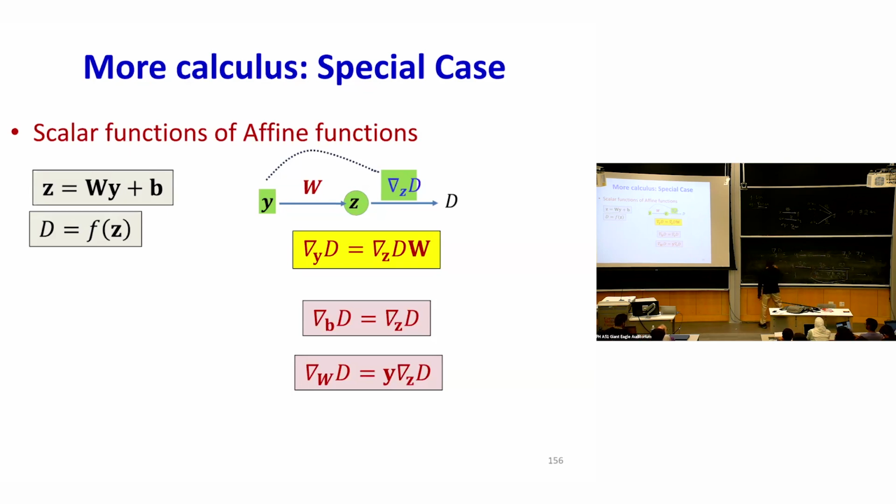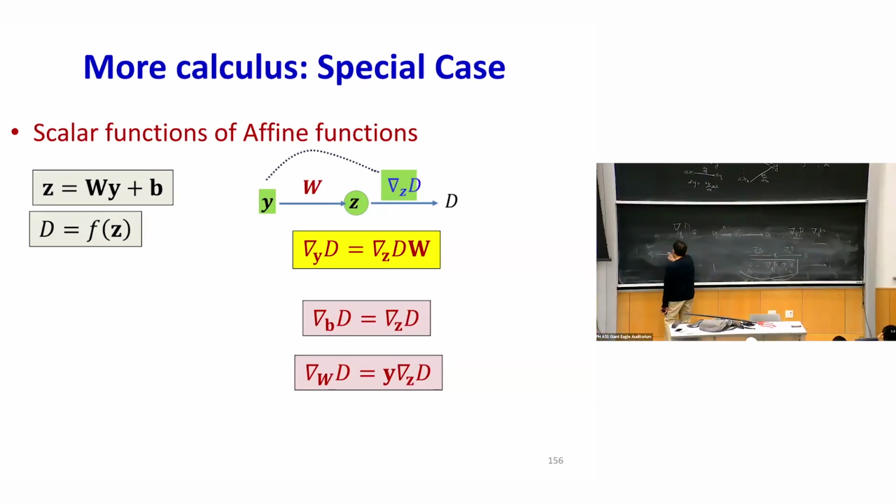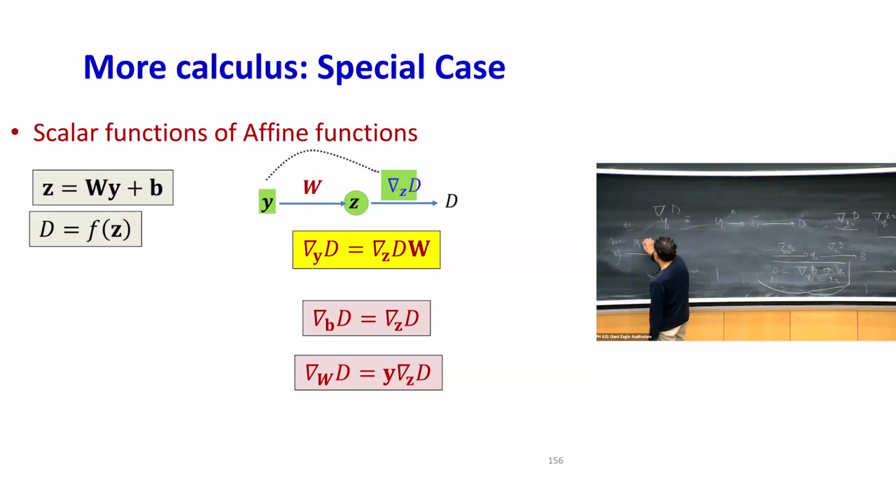But let's see. If y is an n cross 1 vector, z is, say, an m cross 1 vector, what is the weight matrix? It's going to be m cross n, right? And then this, say, influences the scalar d. What is the shape of the derivative of d with respect to z? If z is m cross 1, the derivative is 1 cross m, right? So the derivative of d with respect to z is 1 cross m.